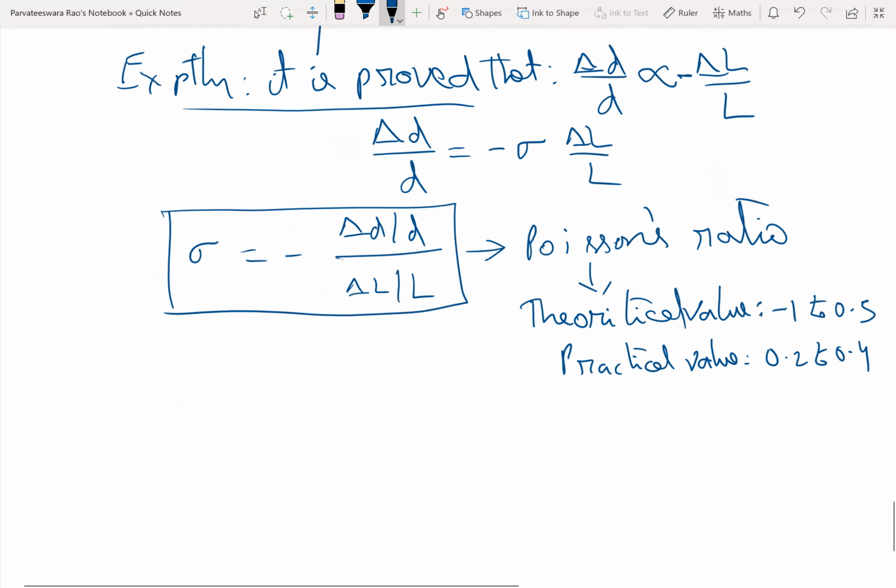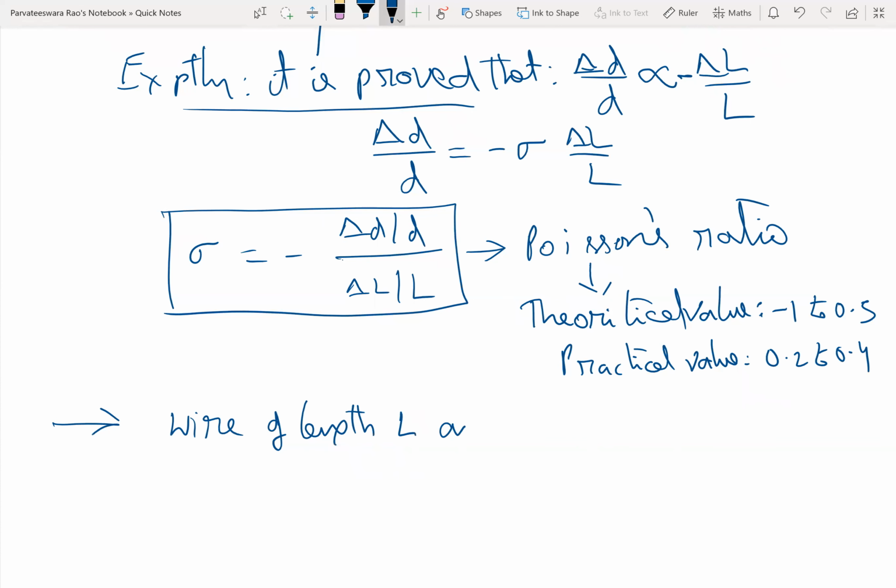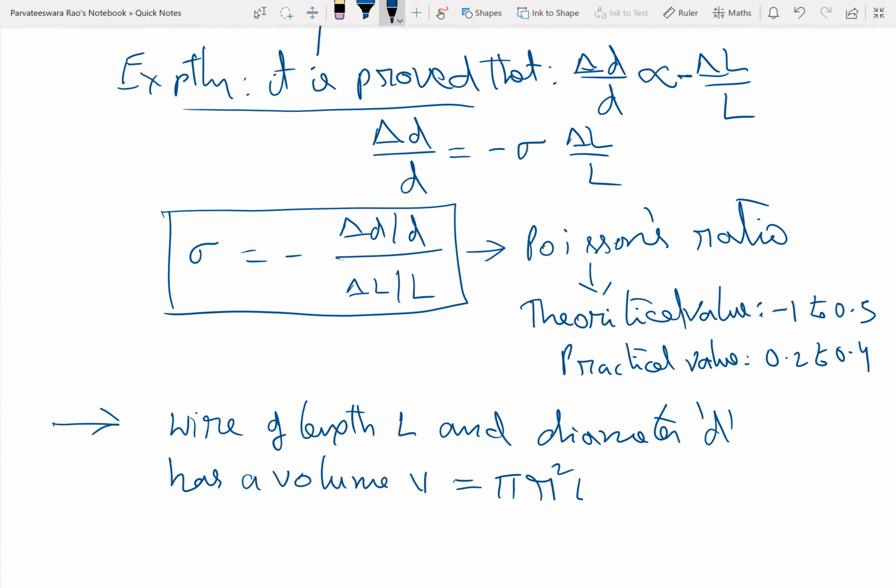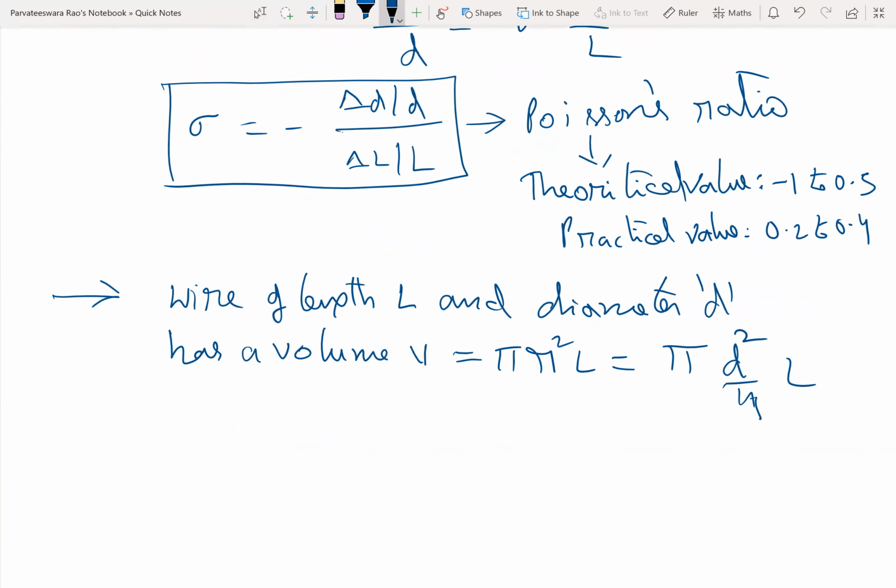And the last point, extension of it. A wire of length L and diameter D has a volume V is equal to pi r square L is equal to pi d square by 4 into L. So delta V by V, by the differential method, will be 2 into delta R by R plus delta L by L.